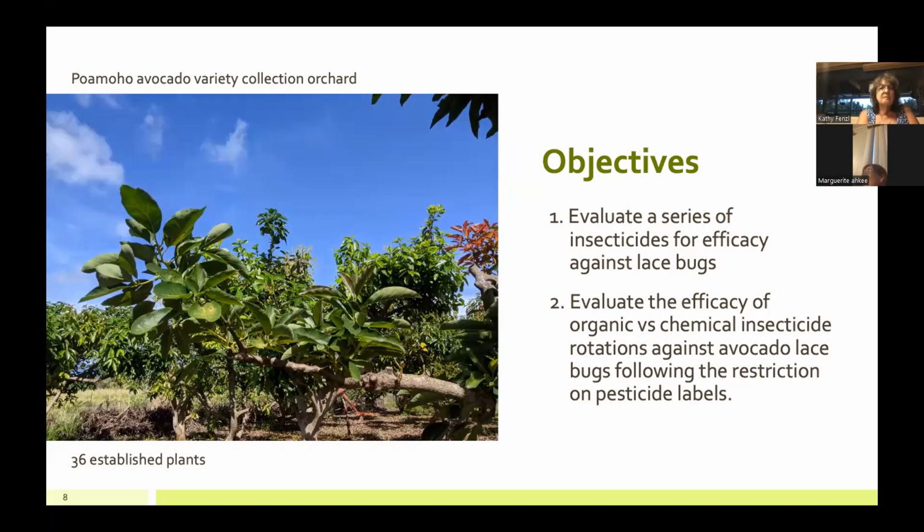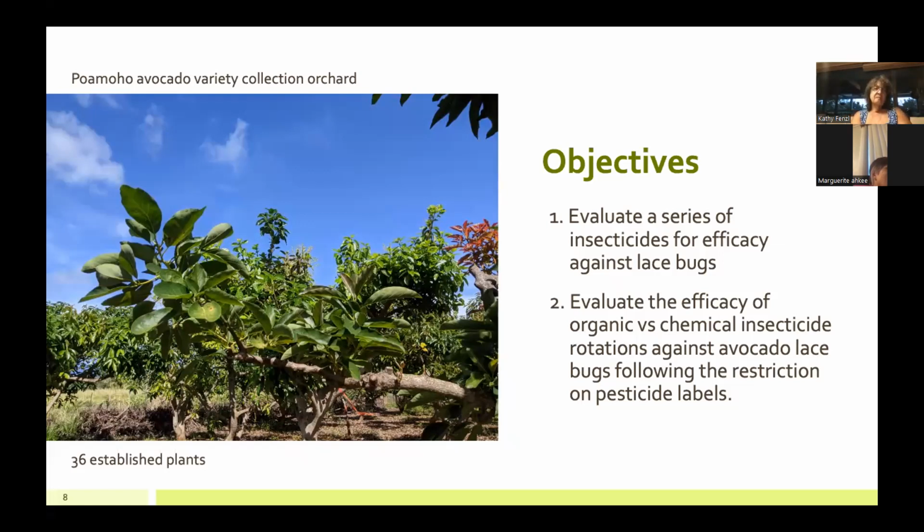So we evaluated a series of insecticides for efficacy against this lace bug, both organic and conventional products, to figure out what worked and how we could put these products into a rotational program so that we don't develop resistance to any of these products, as well as making it safe for both the beneficial insects that are available, as well as pollinators that are helping to set the fruit.